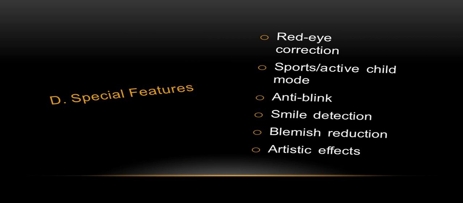Digital cameras often have special features designed to help you take better photos. Depending on what types of photos you want to take, some of these features can be quite useful. Some of these features are red eye correction, sports active child mode, anti-blink, smile detection, blemish reduction, and artistic effects.